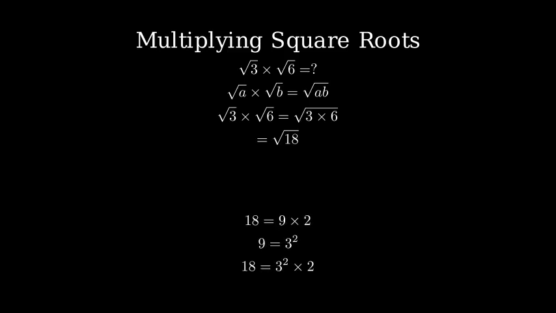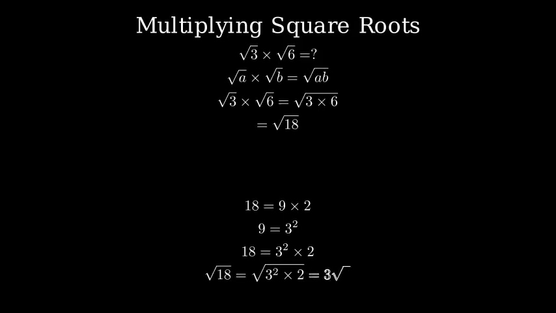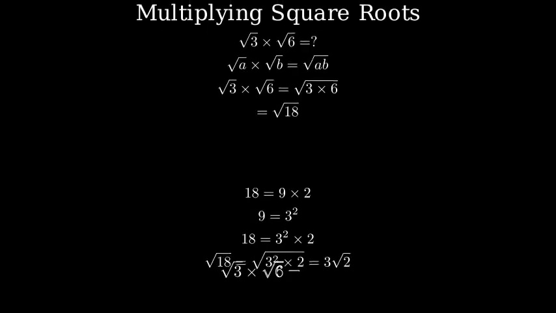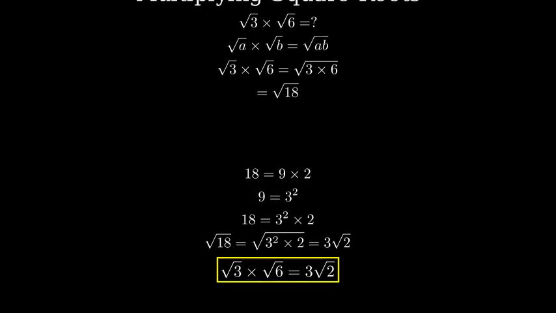When we have a perfect square under a square root, we can simplify it. The square root of 3 squared times 2 equals 3 times the square root of 2. Therefore, the product of square root of 3 and square root of 6 equals 3 times square root of 2.